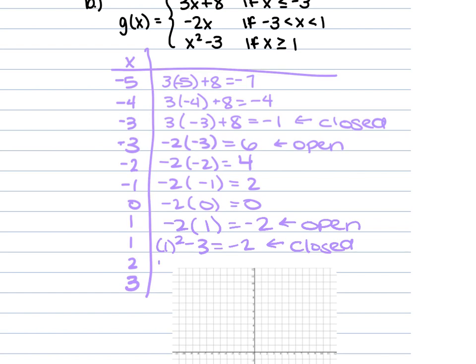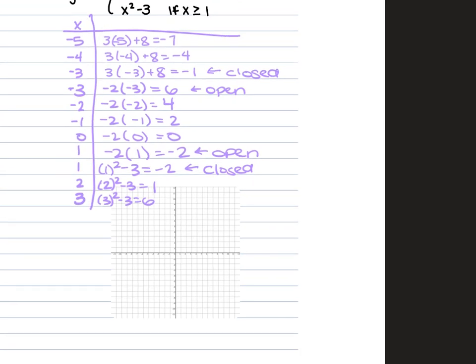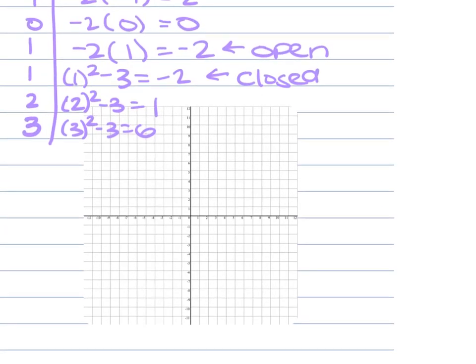Negative 2. Positive 2 squared is 4 minus 3 is 1. And then 3 squared, which is 9 minus 3, is 6. So if we go to plot these points, the first one we have is negative 5, negative 7. Negative 5, negative 7, 1, 2, 3, 4, 5 is here. We are going to have a closed, it doesn't matter with that one. What matters is the negative 3.